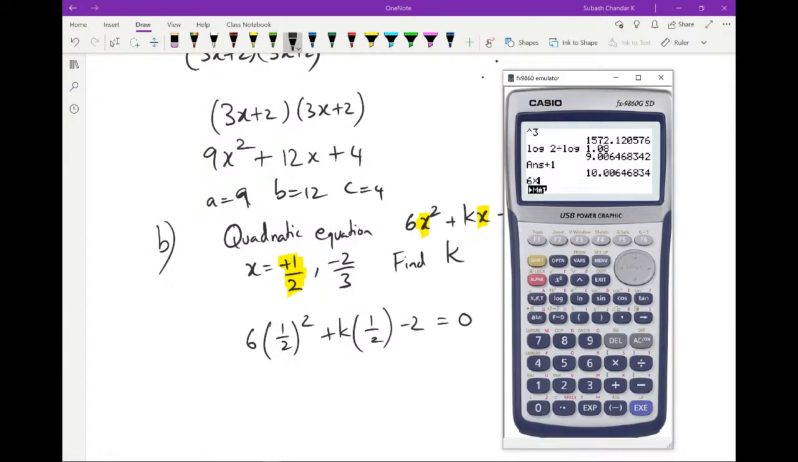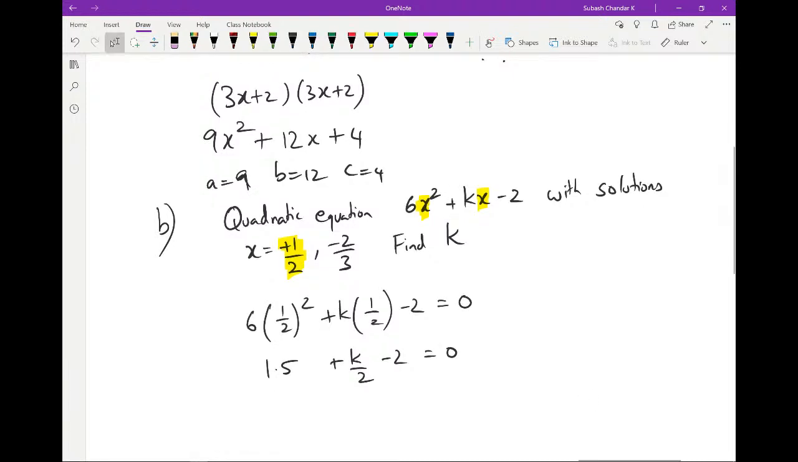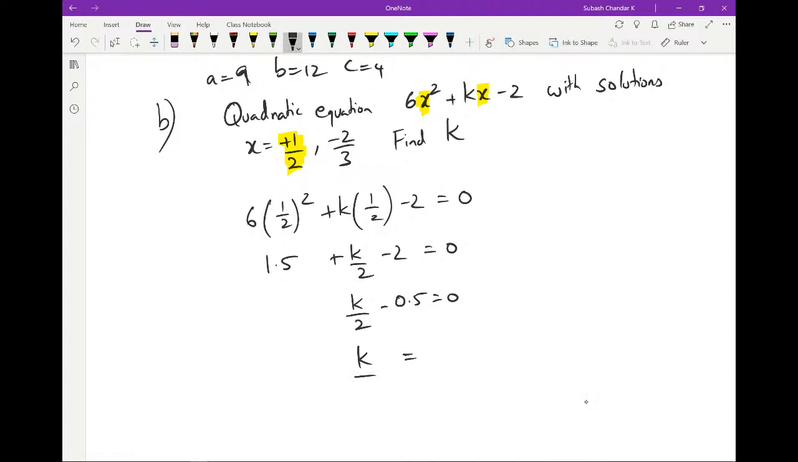So 6 times 0.5 squared is 1.5. So 1.5 plus k over 2 minus 2 equals 0. And what we've got is k over 2 minus 0.5 is equal to 0. And then rearrange it. K over 2 equals 0.5. K is equal to 2 times 0.5. So k is equal to 1 in this case.